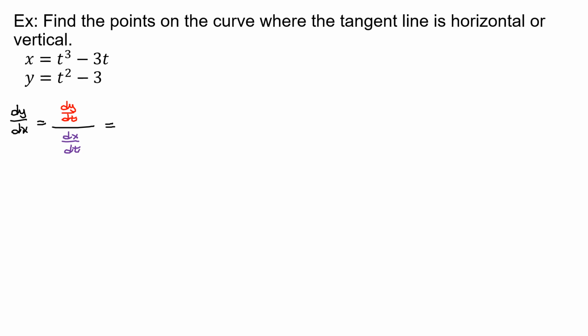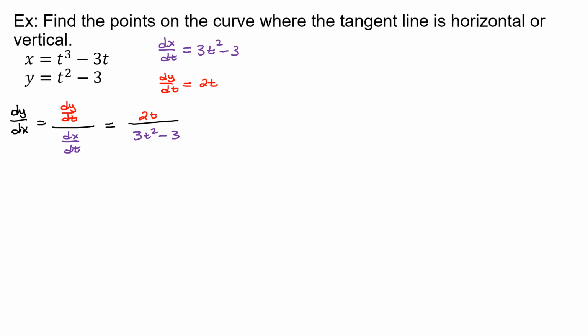And so let's find these derivatives. dx/dt would be a power rule, 3t squared minus 3. dy/dt is also a power rule. That becomes 2t. The minus 3 goes away. And so I just get 2t divided by 3t squared minus 3. And that would be my derivative.